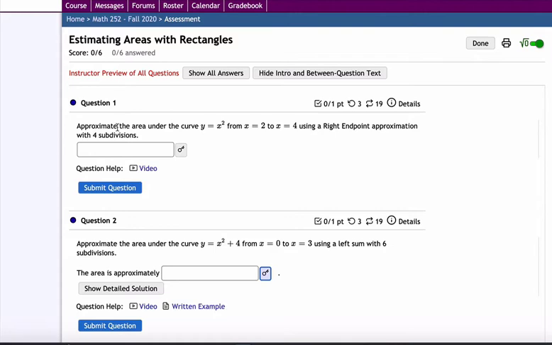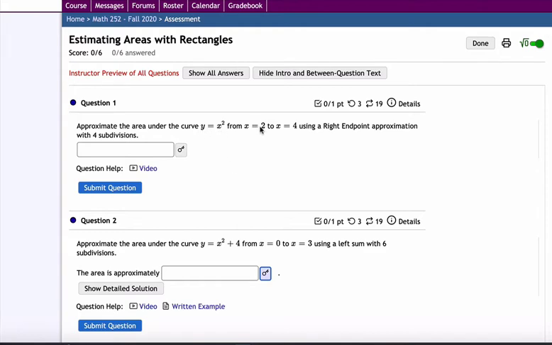This first question says approximate the area under the curve y equals x squared from x equals 2 to x equals 4 using a right endpoint approximation with 4 subdivisions. What that means is calculate R4. R because right, 4 because 4 subdivisions. So calculate R4. Your curve is y equals x squared.